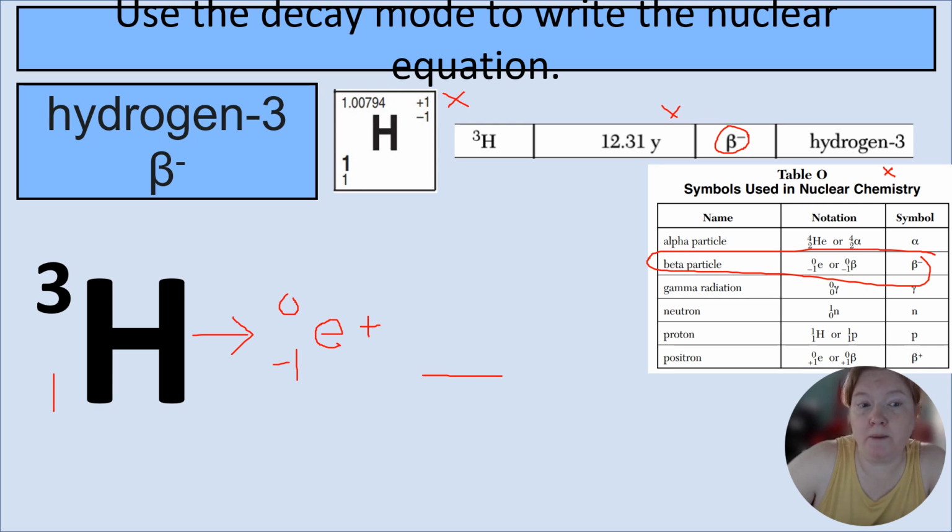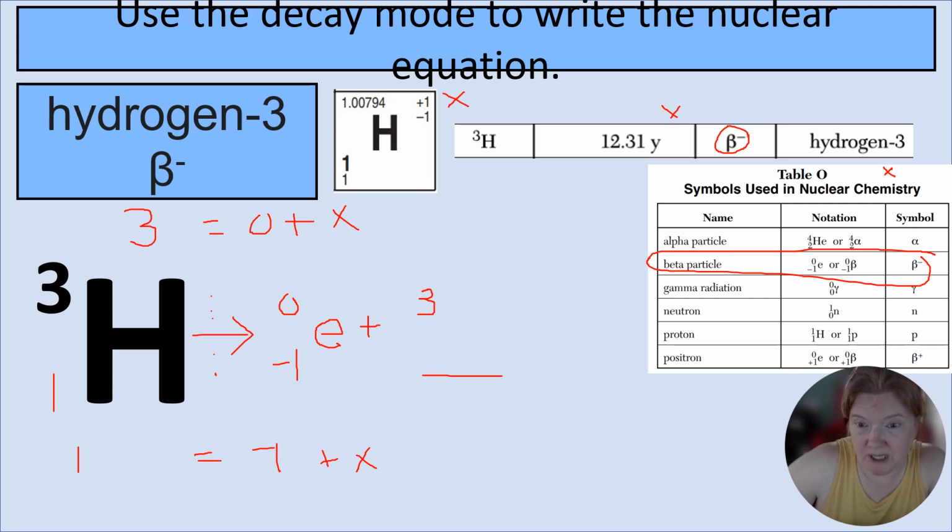Okay, so I'm going to look at all the numbers across the top. Wherever my arrow is, that's going to be like my equal sign. So on this side, 3 equals 0 plus whatever was here, x. This should be obvious, right? So x is going to be 3. Now for the bottom numbers, same thing. 1 equals -1 plus x. Here's where you have to be careful, right? I want x by itself, so I need to add 1 to both sides. So this bottom number is 2.